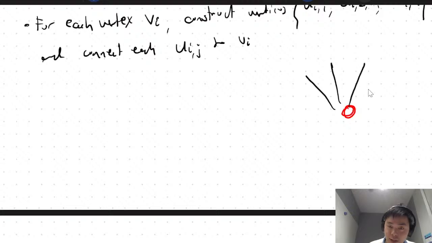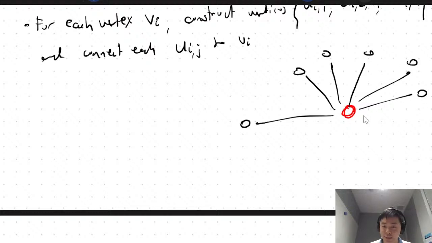So I'm going to create a bunch of vertices that aren't connected to anything else except for this particular vertex. And what I know is that this vertex now has to have degree at least k, because it has to be connected to all of these k vertices that I've created. It might have degree strictly greater than k if it's already connected to some other vertex. But at least I know that this vertex I choose must have degree at least k to begin with.